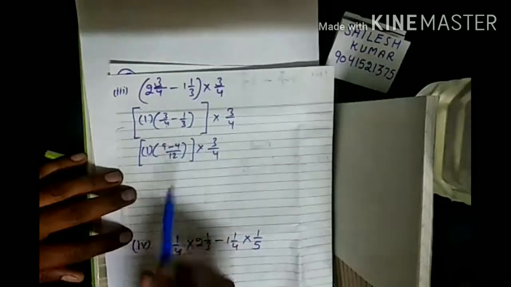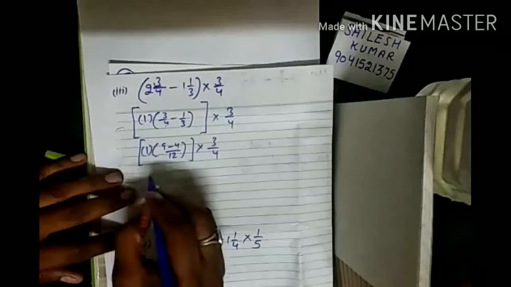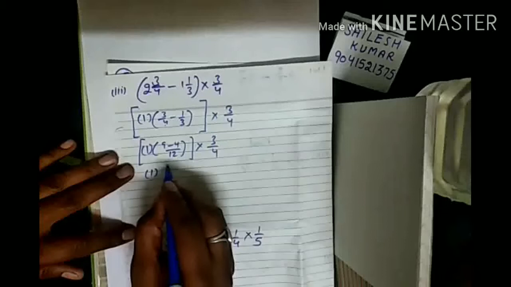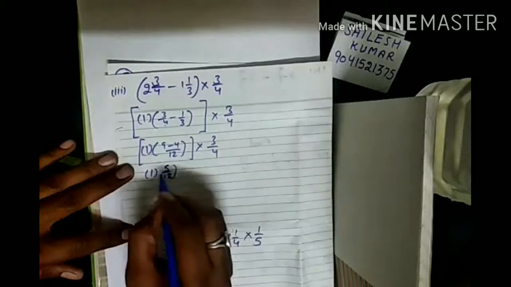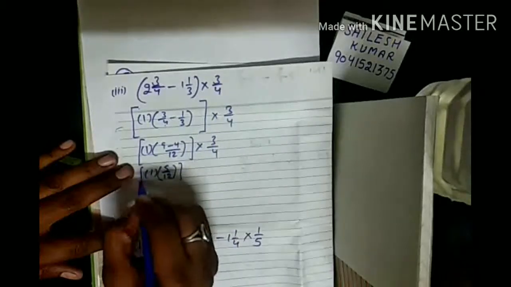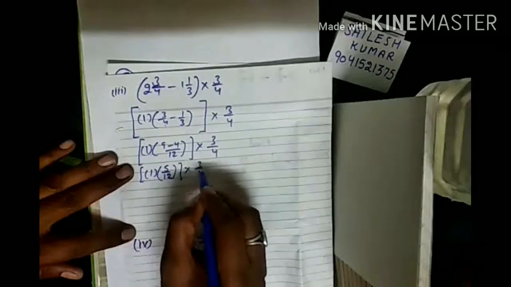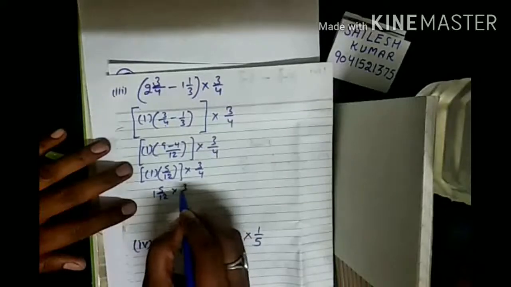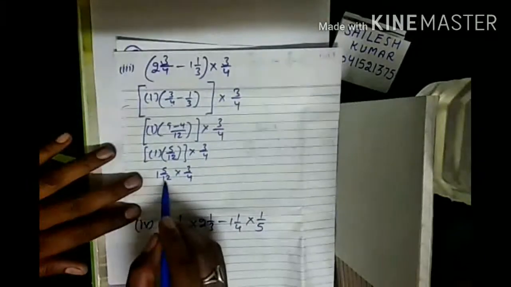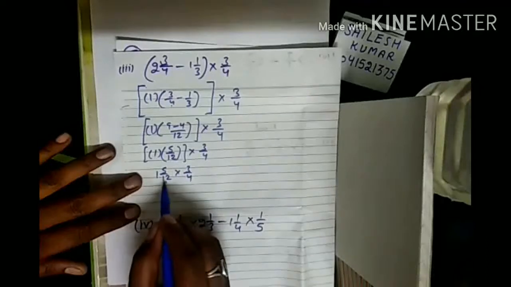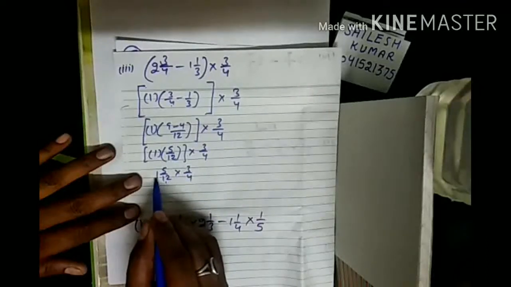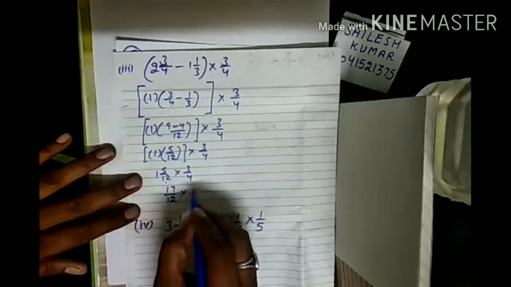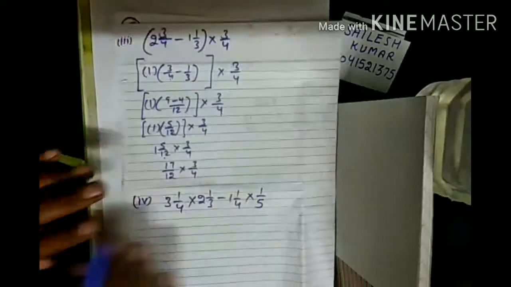The subtraction symbol is there, and 1 is outside. 9 minus 4 is 5, over 12. Multiply 3 by 4. Now this is 1 and 5 by 12, multiplied by 3 by 4. Now we will convert this mixed fraction into an improper fraction. 12 into 1 is 12, 12 plus 5 is 17. 17 by 12, multiply 3 by 4.